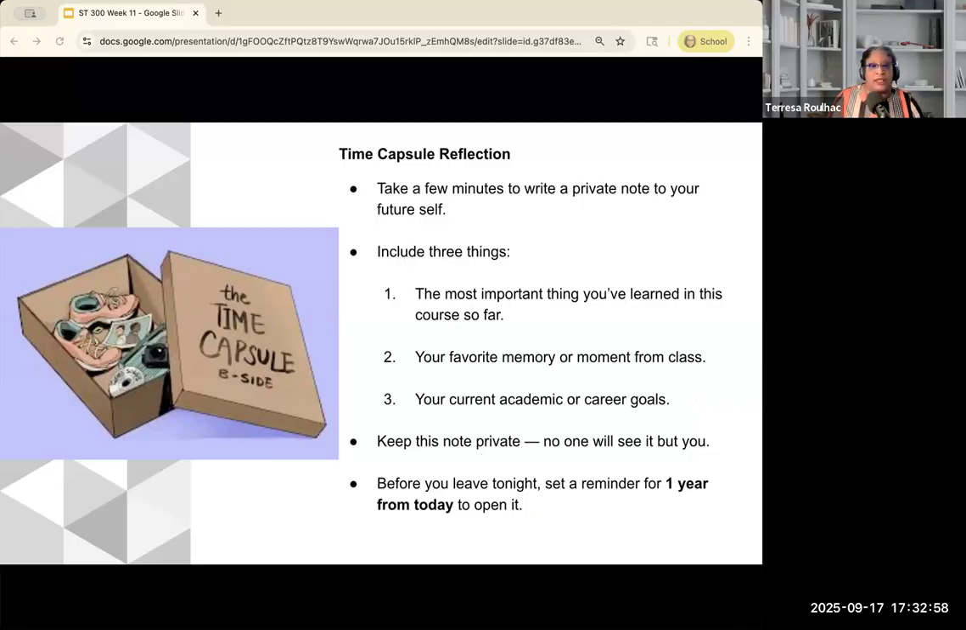In it, include three things: the most important things that you've learned in this course, your favorite memory or moment from the class, and your actual academic or career goals. Keep in mind, this note is just for you. No one else will see it. And when you finish, set a calendar reminder to alarm yourself a year from now to read it back. That way, your future self will get to see how far you've come. That's just something that I encourage you to do. Again, you don't have to.